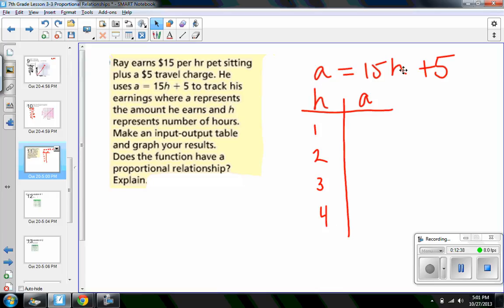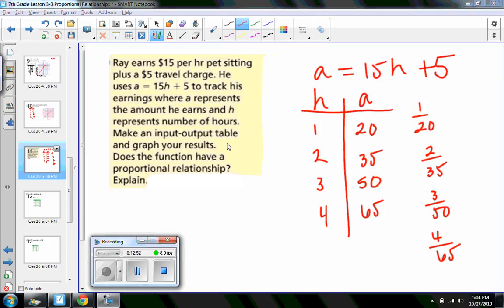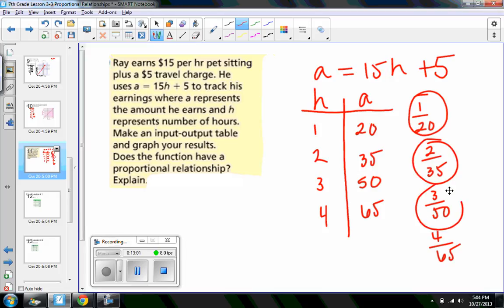So what I want you to do is plug in your input and get your output, and then see if the ratios are the same. So you should have gotten 20, 35, 50, and 65. Set them all up as a ratio, and you would see that this is not a proportional relationship because they are not the same ratios.